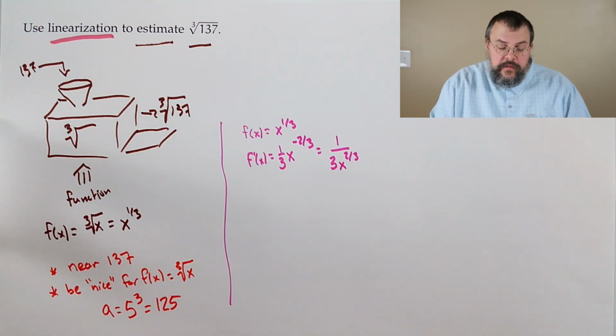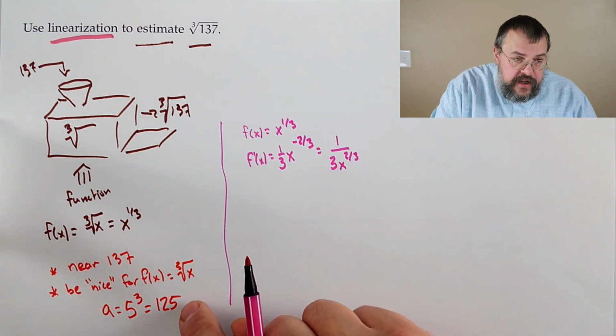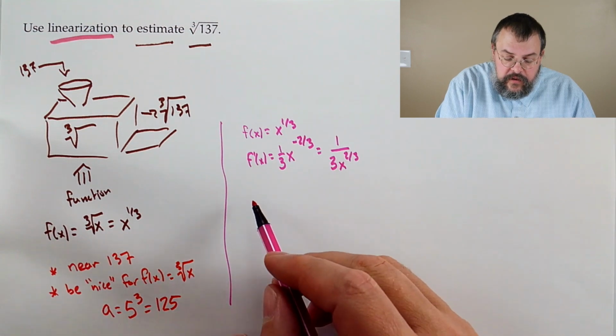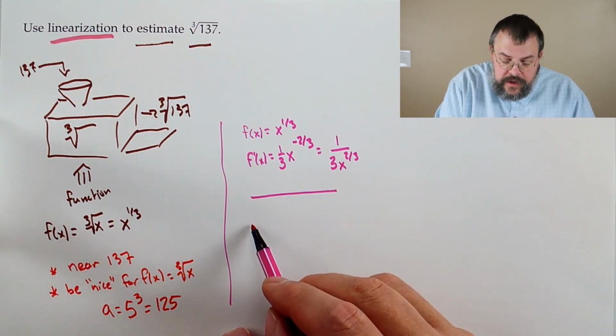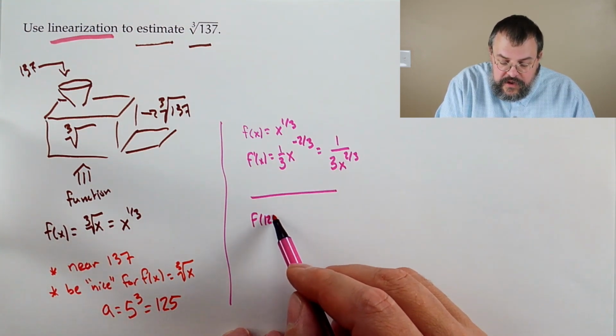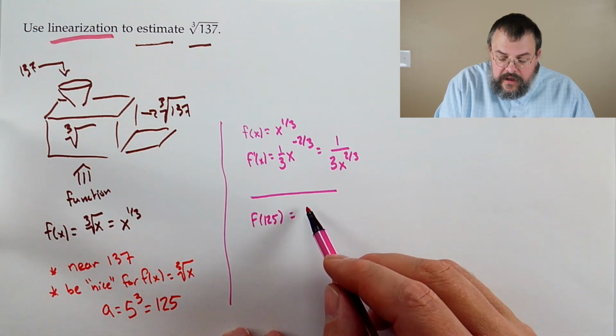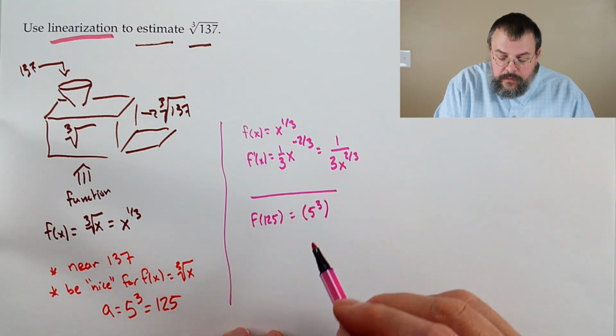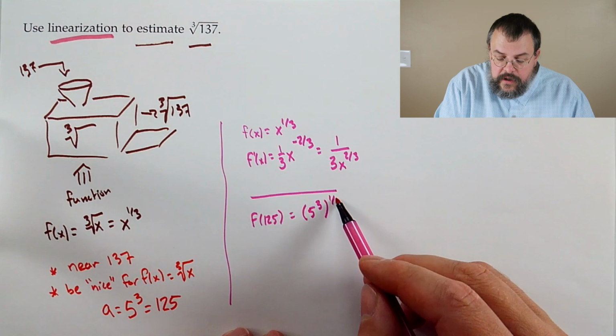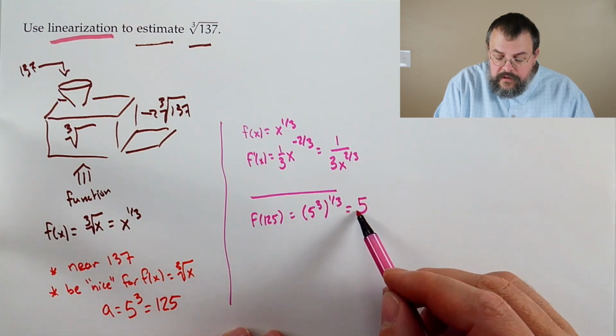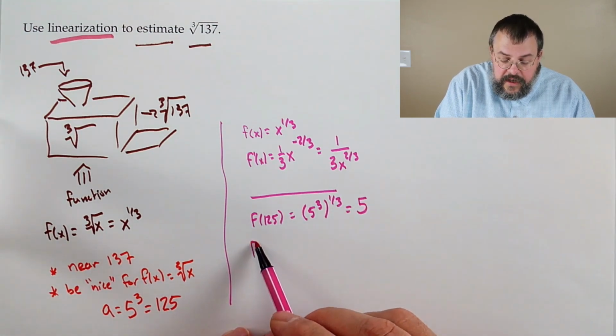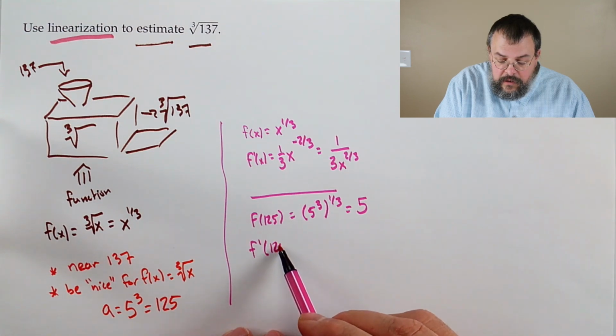Now we need to ask what happens at our point nearby. So when we plug in 125, well, we chose 125 because it was nice. So that's 5 cubed, 125 to the 1/3, which becomes 5. When we plug it into our derivative, what happens?